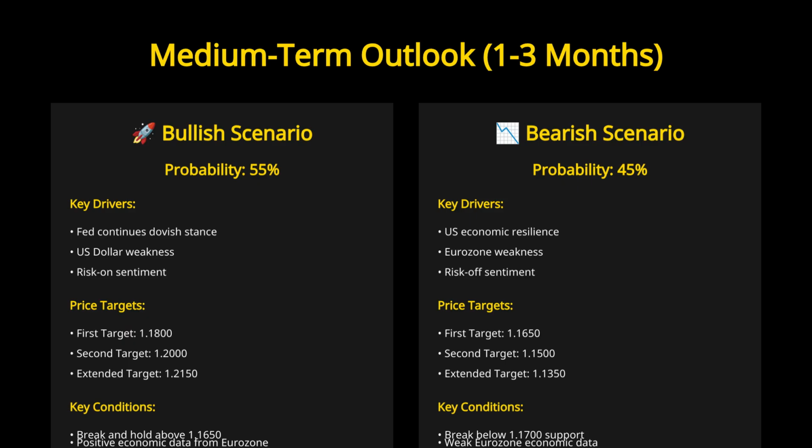The primary scenario, 60% probability, suggests continued downside pressure toward 1.0800 to 1.0850, driven by strong US economic data and Fed hawkishness. The secondary scenario, 40% probability, involves a recovery if Eurozone data improves or if the Fed signals a pause in its hawkish stance, potentially targeting 1.1150 to 1.1250. Key factors to monitor include upcoming US inflation data, ECB policy decisions, and global risk sentiment. The technical structure favors bears unless significant fundamental changes occur.